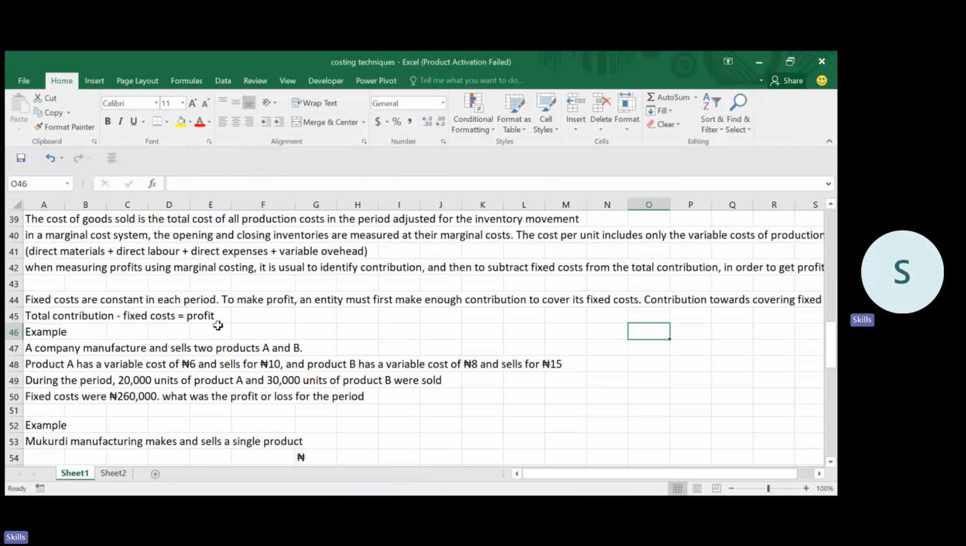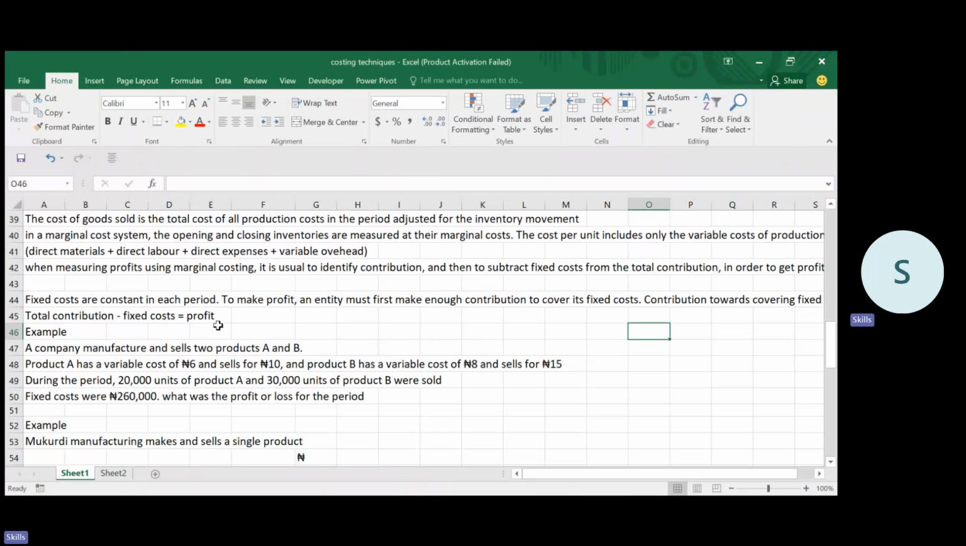So this is another example. A company manufactures and sells two products, product A and product B. Product A has a variable cost of 6 naira, and product B has a variable cost of 8 naira. The selling price for product A is 10 naira, and for product B is 15 naira.